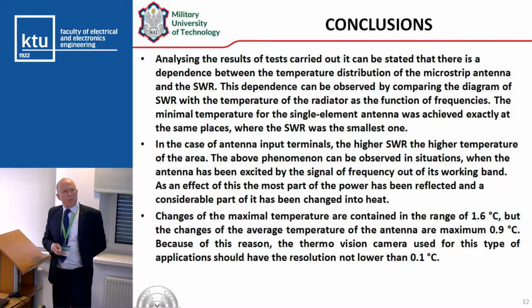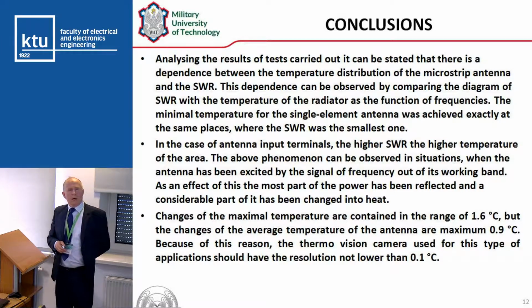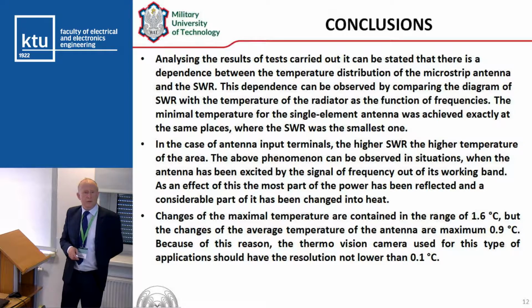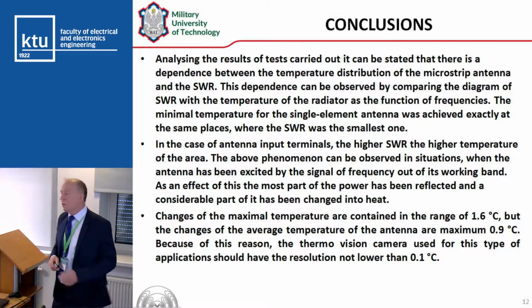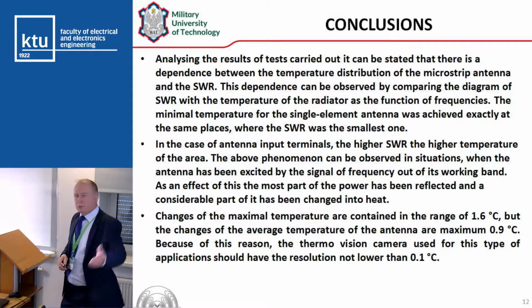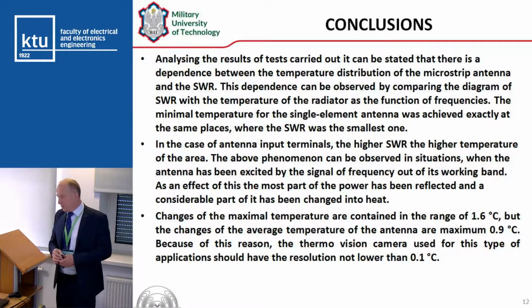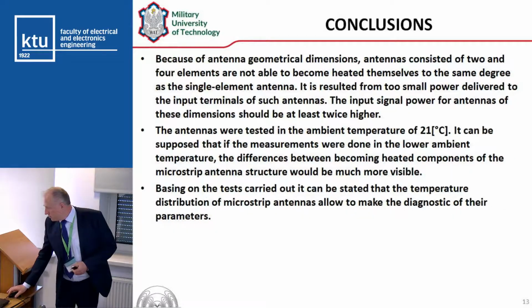Changes of the maximal temperature are contained in the range of 1.6 degrees, but the change of average temperature of the antenna is maximum 0.9 degrees. Because of this reason, the thermovision camera used for this type of application should have a resolution not lower than 0.1 degrees. This is not very good equipment, so it is very cheap.